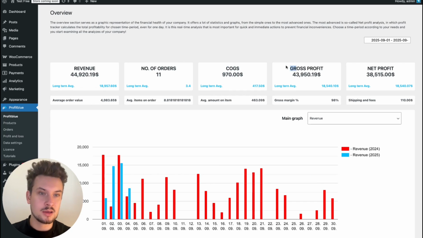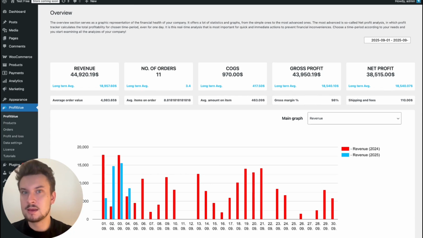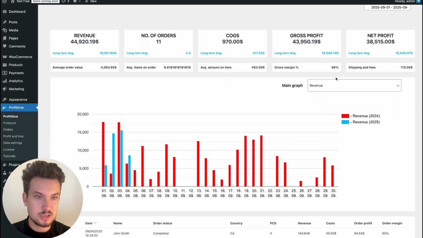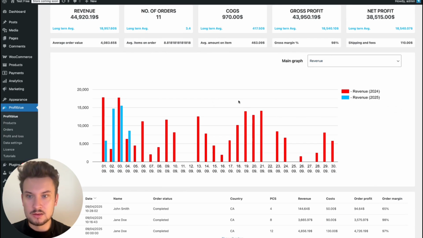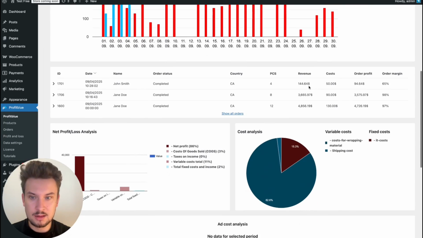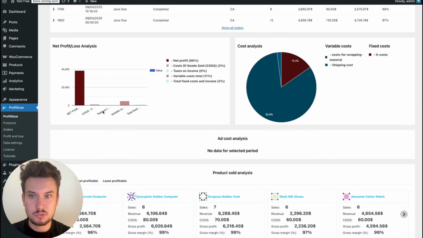I explained that. Gross profit, net profit, some long-term averages, which are the averages based on 1 year, from the actual date back to 365 days. And then you have average order value, average items on order, gross margin and percentage, average amount on item, shipping fees. There you have some graphs. You can see which term you want to analyze, orders, net profit and loss analysis.